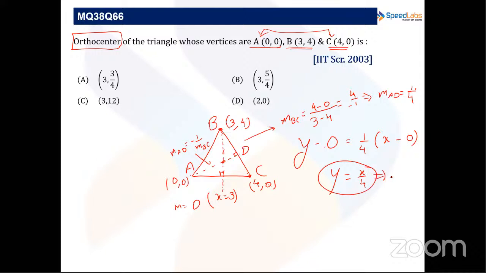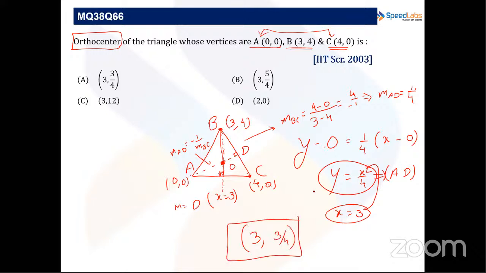So this is the equation of line AD, and we are having this x equals to 3 as our other altitude, and this point of intersection is our orthocenter. So the coordinates will be x coordinate is 3, and putting x equals to 3 here, our y coordinate will be 3 by 4. So the answer is 3 comma 3 by 4.